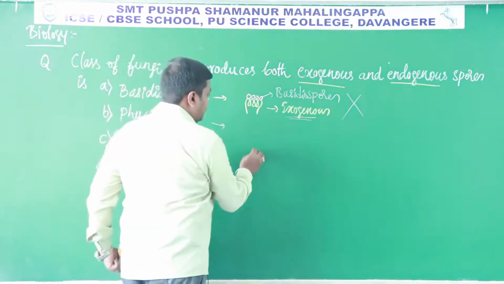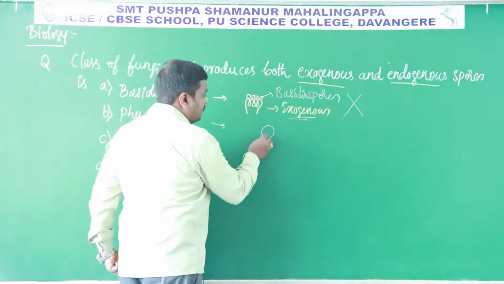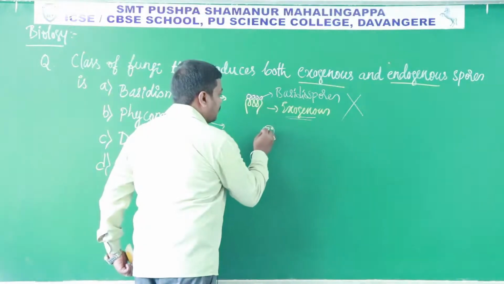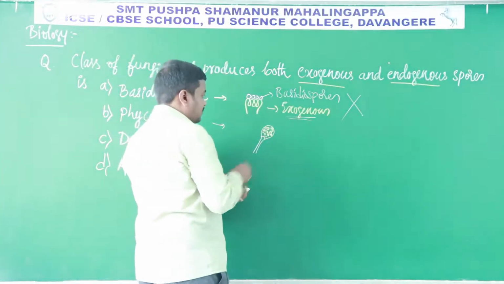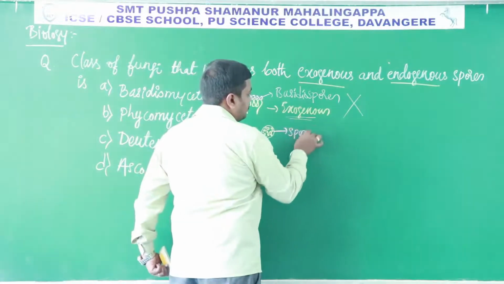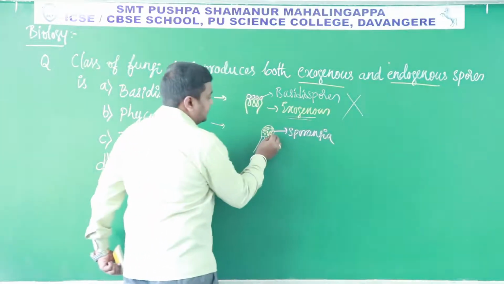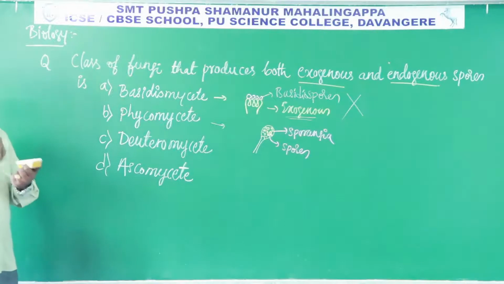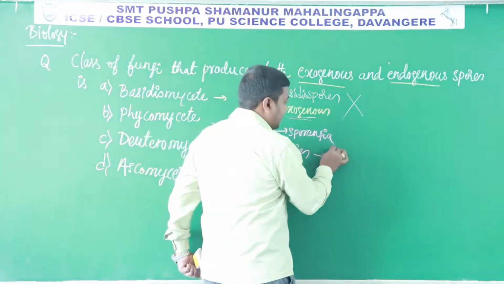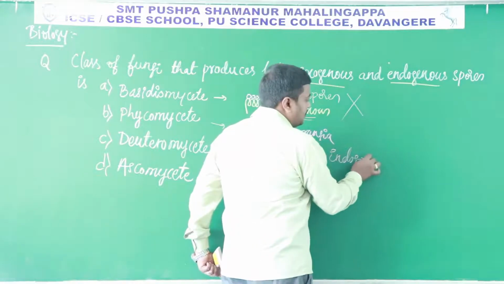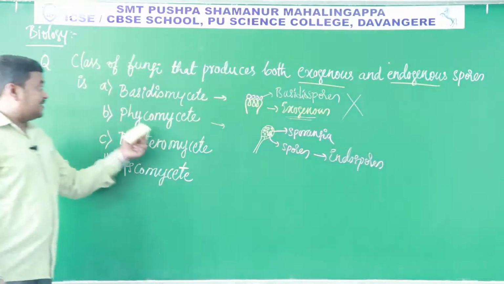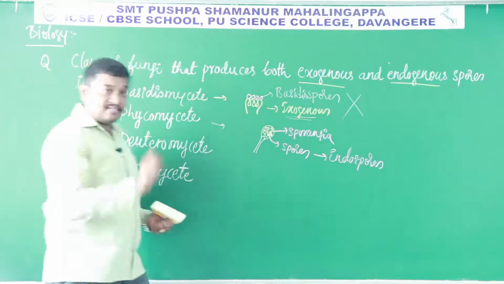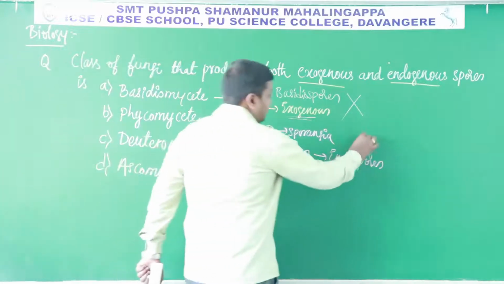In phycomycetes, the spores are produced within a sporangium. So within a sporangium, spores are produced like this. This is the sporangium, and these are spores. So these spores are endospores. In phycomycetes, the aplanospores and zoospores are produced within the sporangium itself. So this is not the right answer.